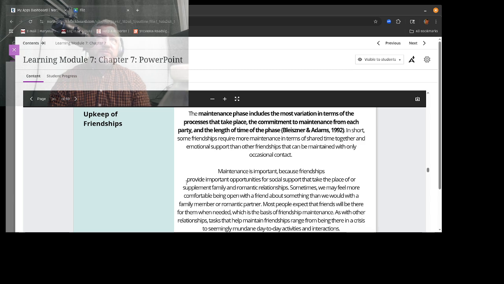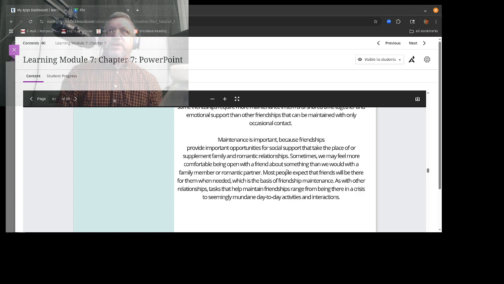I mentioned this phrase before, and I'm mentioning it again: the maintenance phase includes the most variation in terms of processes that take place, the commitment to maintenance from each party, and the length of time of the phase. In short, some friendships require more maintenance in terms of time shared together and emotional support than other friendships. Some friendships can be maintained with only occasional contact, whereas other friendships we have to go out with semi-weekly, or at least once a month, right?